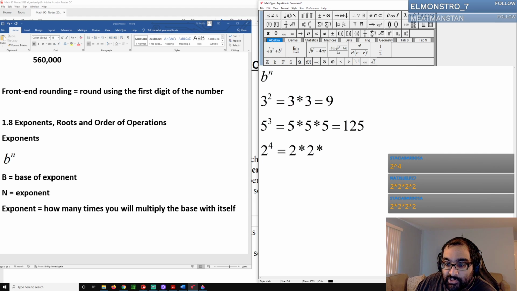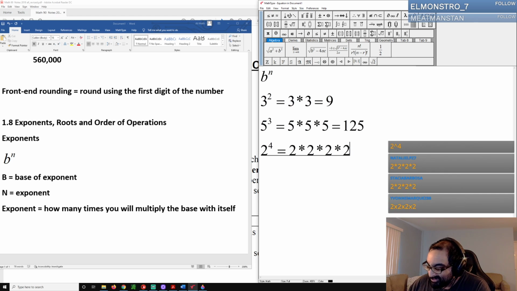So 2 times 2 times 2 times 2. Right? 4 times, right? Because that's the exponent. So in your head, you're doing 2 times 2 times 2 times 2. Right. And then let's go ahead and multiply 2 times 2 times 2 times 2. So again, if you need to take it in steps like we did before, you can do that. Just do it one at a time.